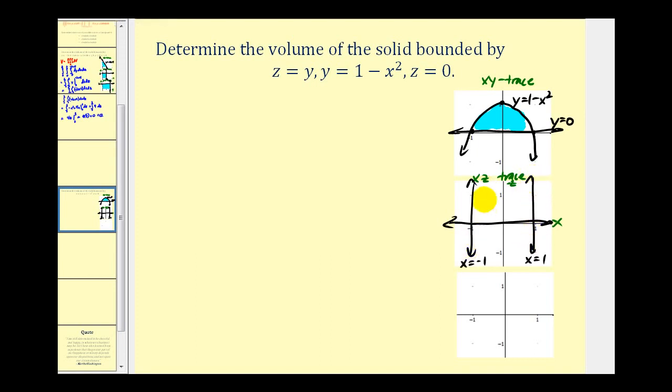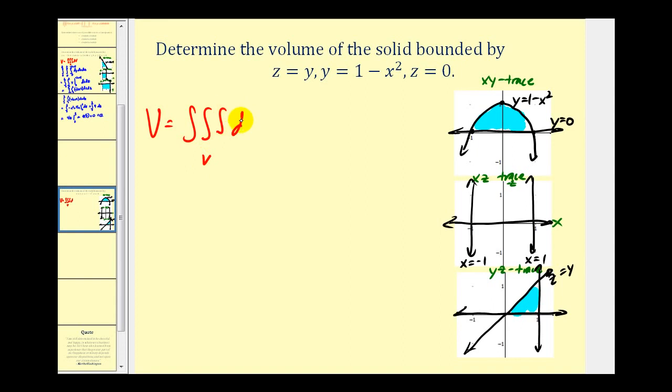And then lastly, for the yz trace, we set x equal to 0. So we have the line z equals y. That would be this line here, slope of 1. If x equals 0 here, we'd have y equals 1. This is the y-axis here, so it would look like this. And again, z is equal to 0, so we'd have this line here. So we have this triangular region in the yz plane. So our volume will be equal to the triple integral over the region V with respect to V.